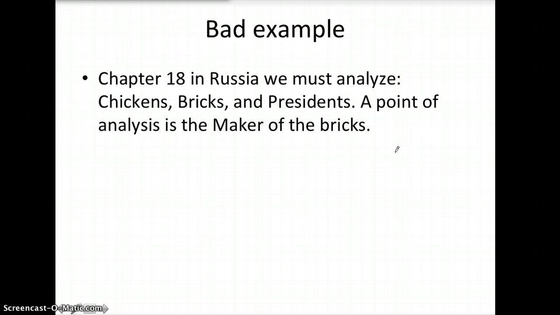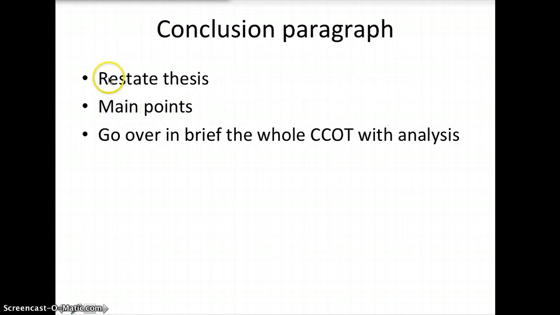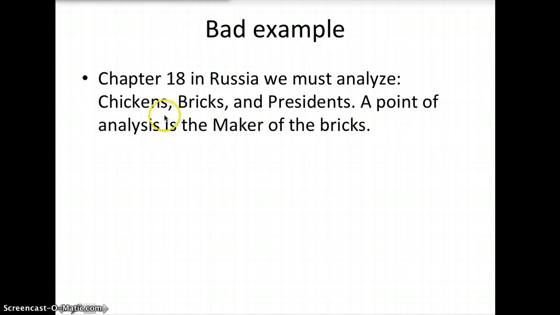An example of a really, really bad conclusion is there's a thesis, but they really don't give any analysis. They say a point of analysis instead of giving us an analysis. So if we look back, you've only got one of the things, 1 out of 3. So that would still be an F. It'd be an F minus. Do not write this kind of conclusion.